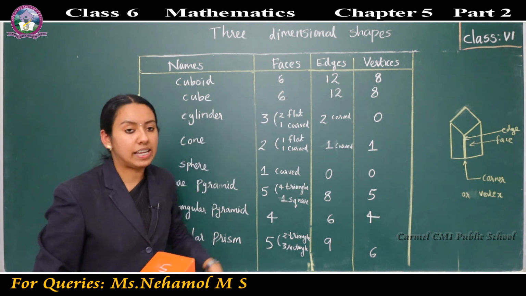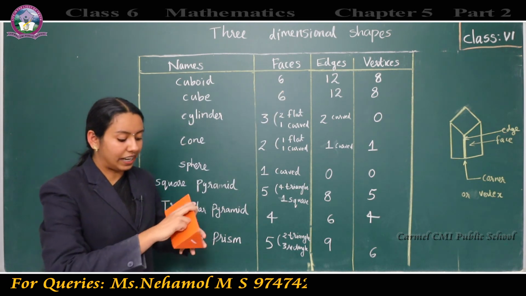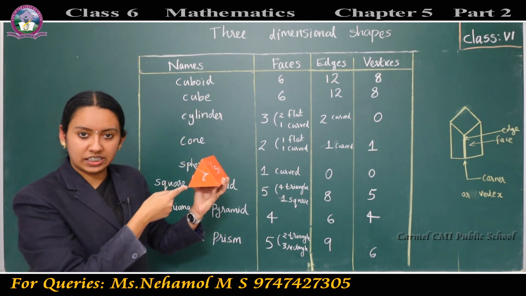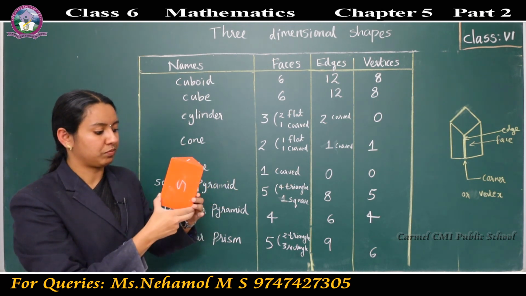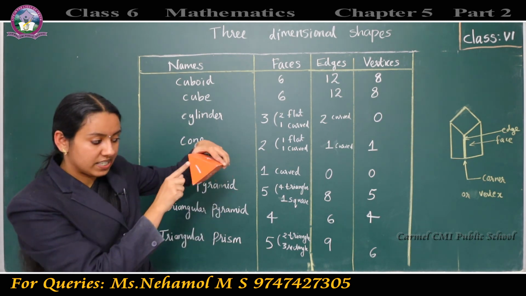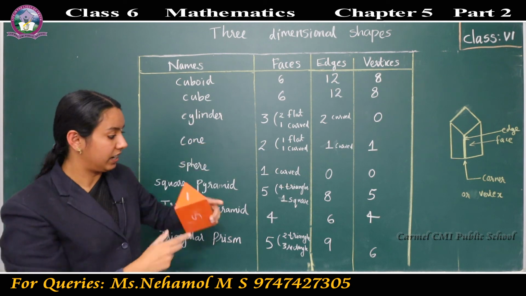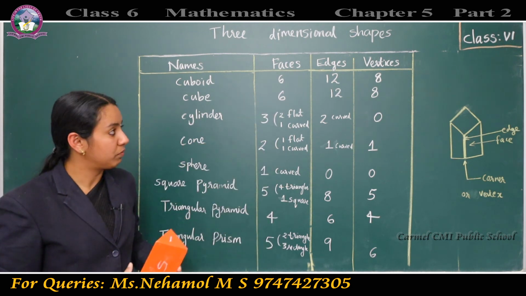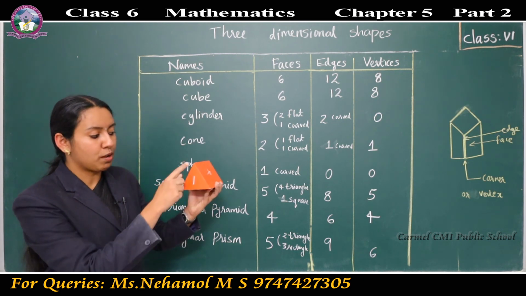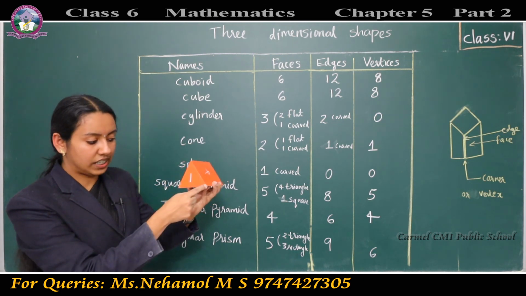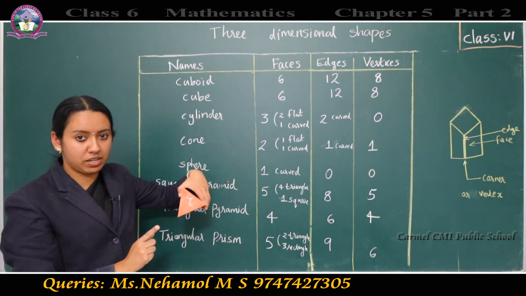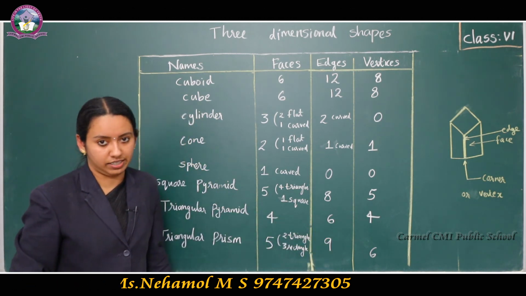Then how many edges are there? Which are the edges? 1, 2, 3, then 4, 5, 6, then 7, 8, 9. 9 edges. Then how many vertices are there? Which are the vertices? 1, 2, 3, 4, 5, 6. 6 vertices.